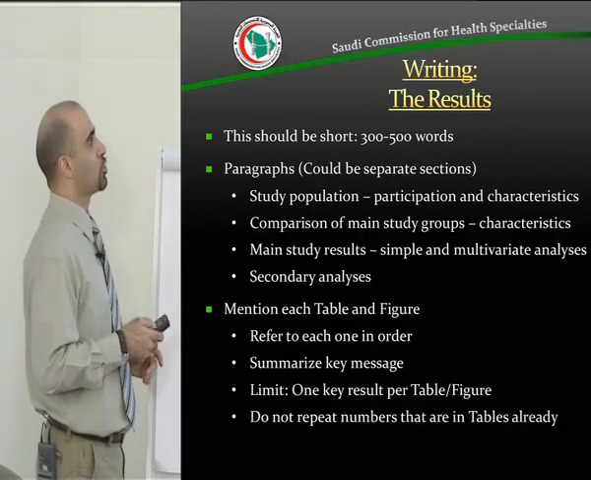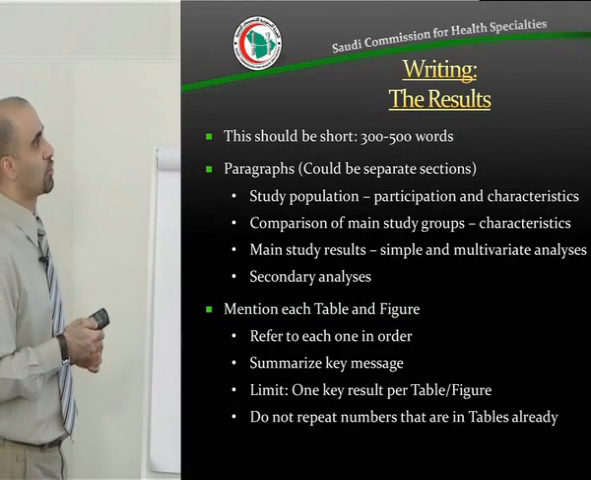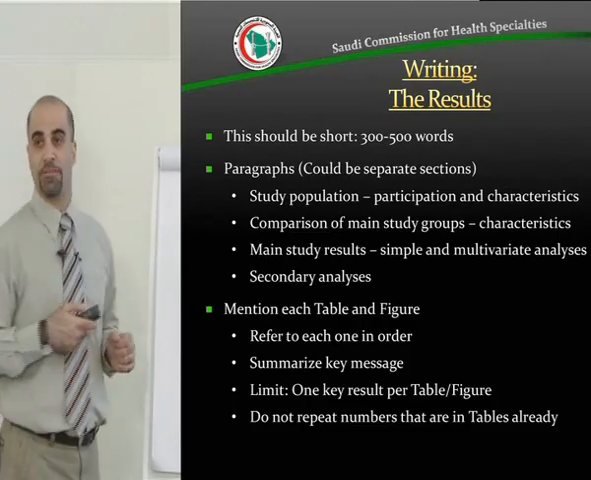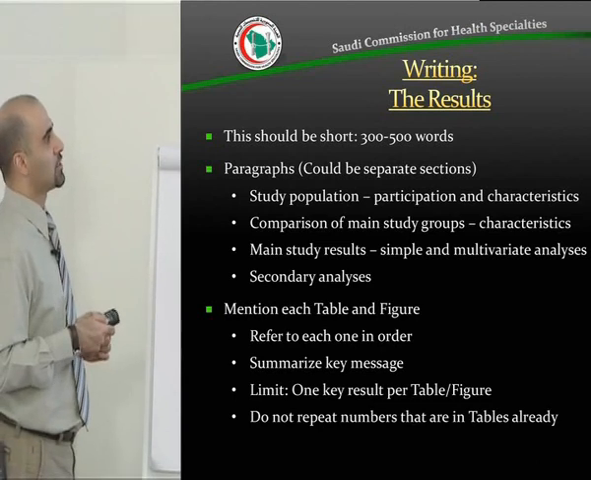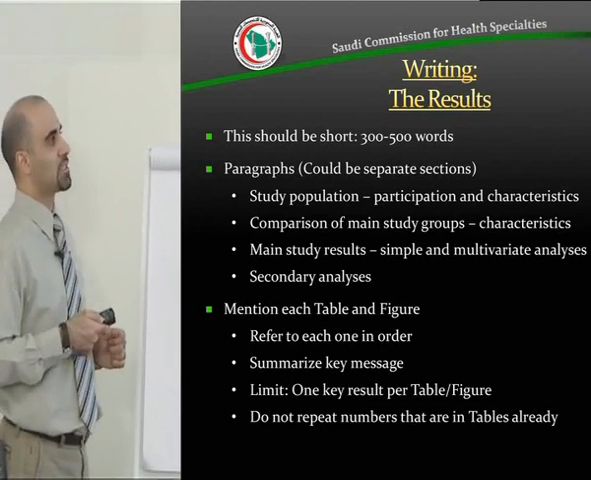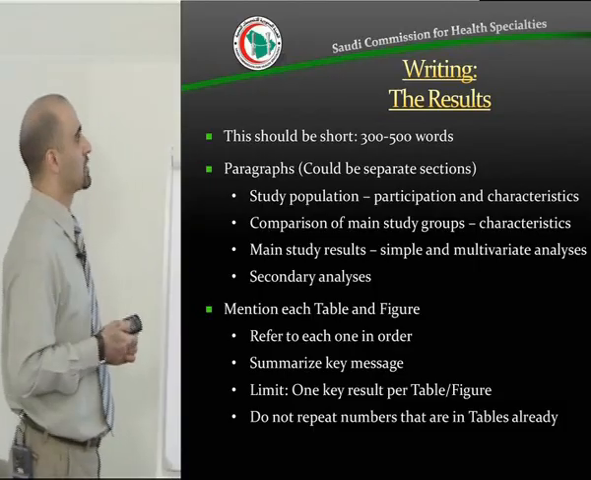The results section usually should not be very long. It should be short, 300 to 500 words. It should be divided into paragraphs, and could be separate sections. The first thing is study population. What are the participation and the characteristics of the participants?